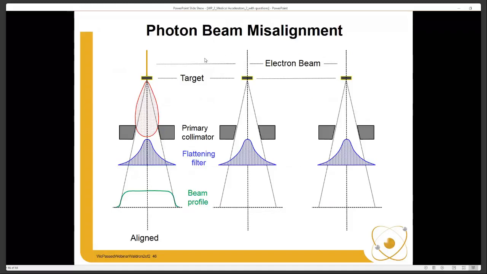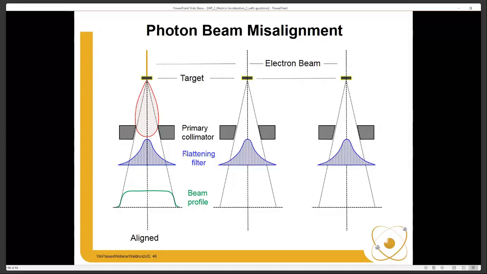Photon beam misalignment. Earlier I said some parts of the beam are more sensitive to misalignment of angle versus position. So if I have an electron beam incident on a target, here's a target, and here is the primary collimator. This red blob is my photon beam coming off of the target. The flattening filter is this blue thing, and here's my beam profile. Now, if the flattening filter, electron beam, target and central axis are all aligned, I get a lovely flat and symmetric beam profile.